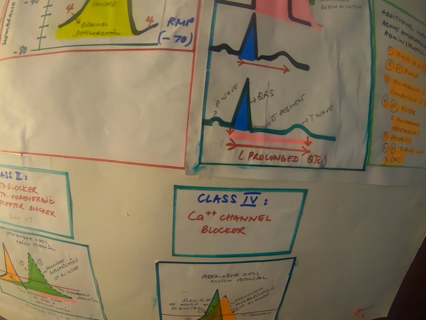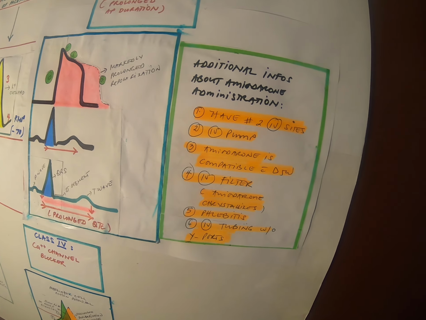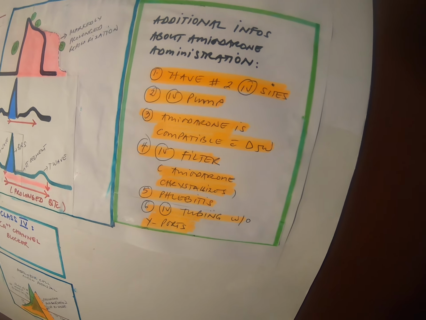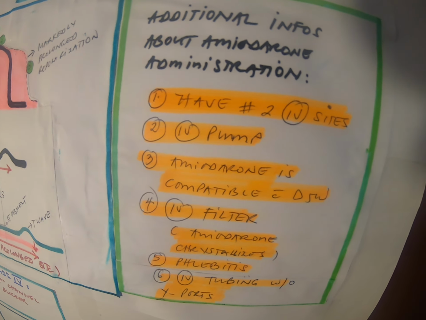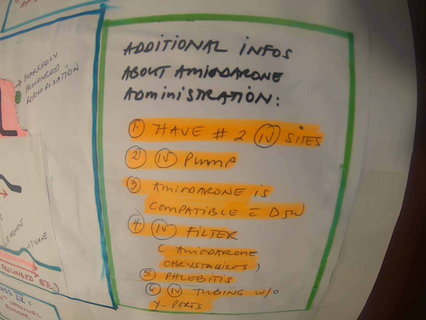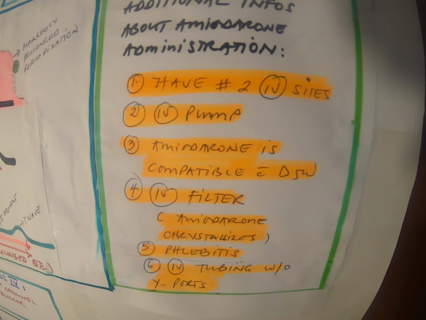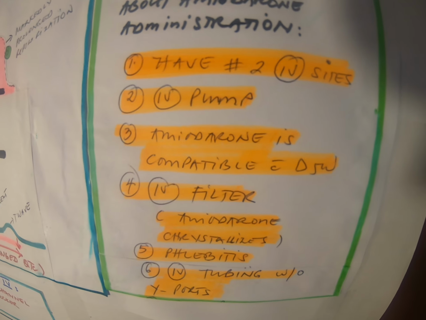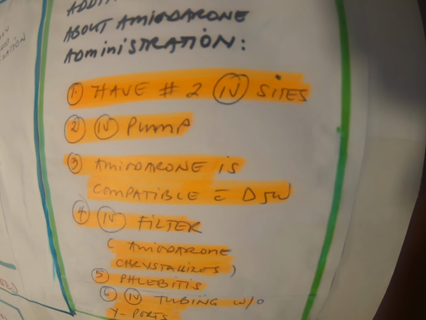So if the order is amiodarone, there are things that you should know or observe on top of the nursing responsibilities here. So there are things to consider and know. You should know this one. Additional information about your amiodarone administration: have 2 IV sites. You cannot mix other drugs with amiodarone. This is solo, and 2 IV sites, at least engage 20.